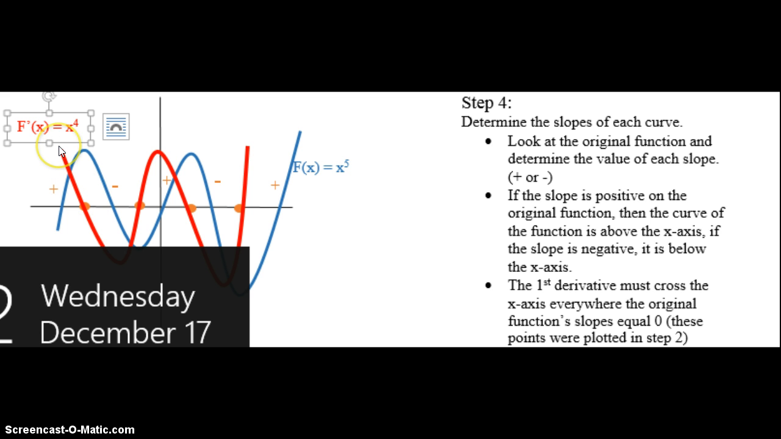And everywhere where the slope equals 0 on the original equation would be the point that we plotted, and the derivative must go through those points. So since this is positive, it starts in the positive range, and it starts to go negative because it goes negative down here, all the way to here, and it goes back up to positive because this is a positive slope, and then it goes down to negative, which is down to this point, and then it starts going positive again all the way up to where it doesn't change anymore after that.